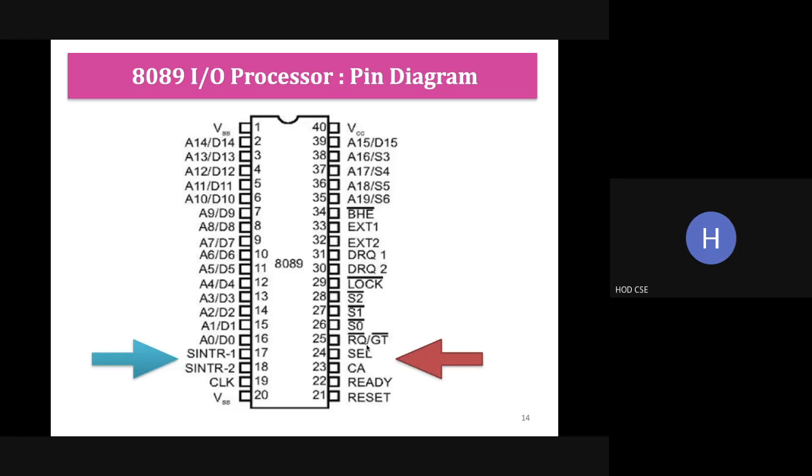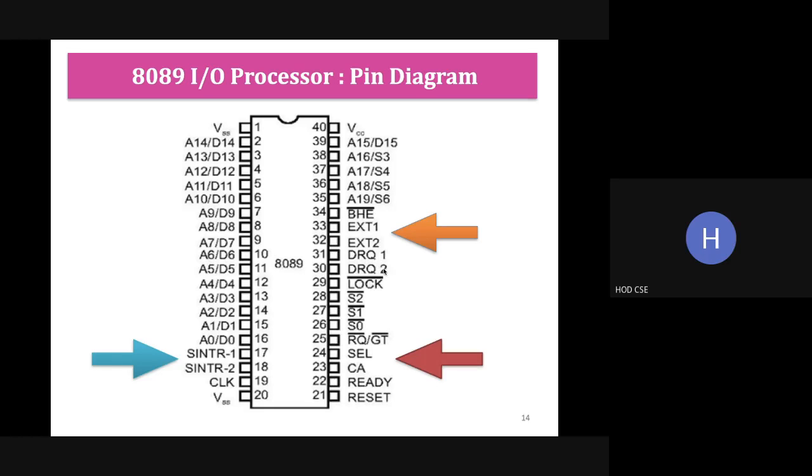And here we have the request and grant signals, and the status signals which indicate the cycles, whether it is a memory read cycle, memory write, then IO read or IO write. Then the lock signal is used to lock the peripherals. Suppose some peripherals will be disturbing a lot, so we can lock that peripheral. For that we use this lock signal. And DRQ1 and DRQ2 are DMA request signals. As I said earlier, it is the same as DMA data transfer.